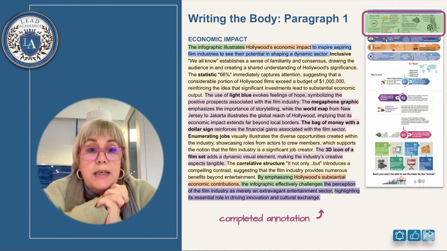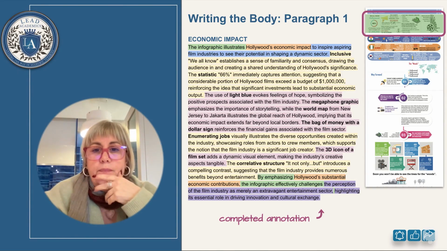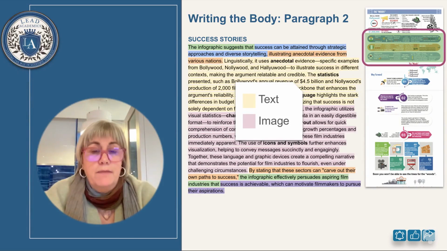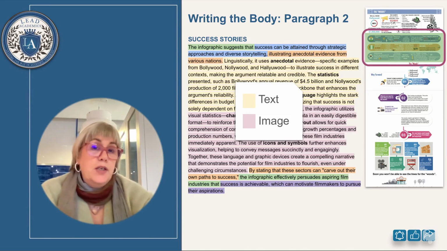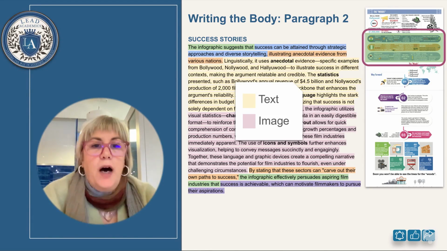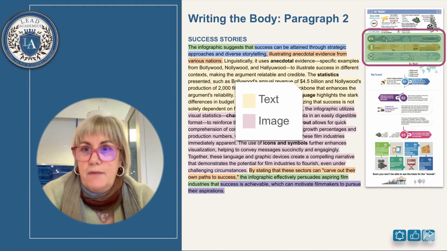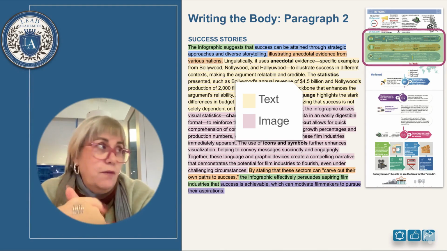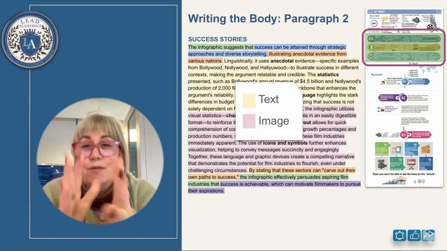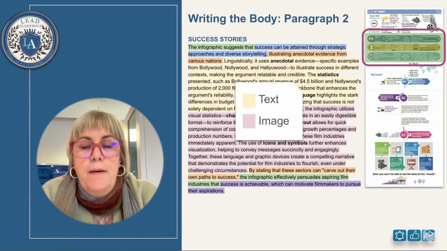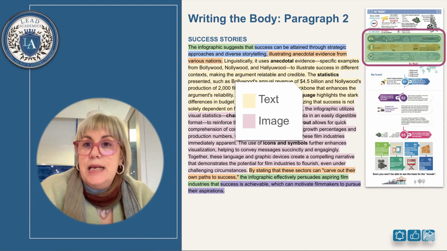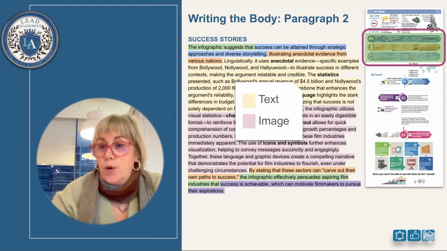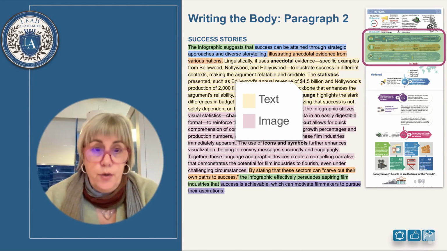All right, this is the completed annotation of the first body paragraph. The second body paragraph, here's the annotation. Notice the text and image, 50-50. This writer chose to divide the textual evidence from the graphic evidence, because if we take a look at the right-hand side of the infographic, we can see that there is 50-50 text and image. Another student may have organized the analysis in a different order. It depends on your style.